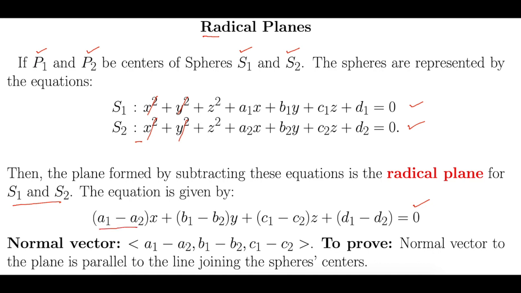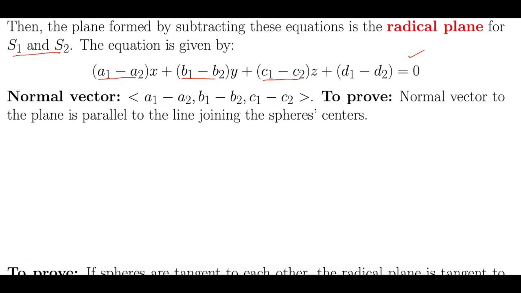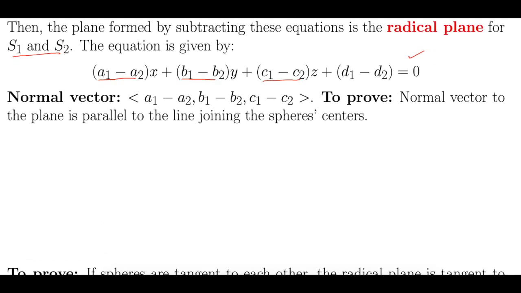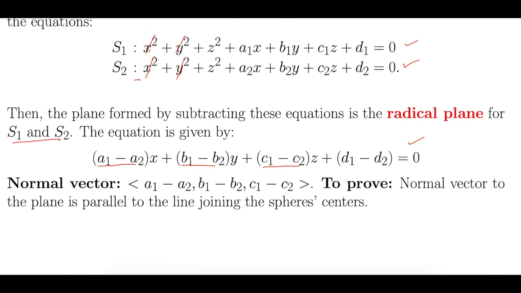The normal vector is (a1 minus a2, b1 minus b2, c1 minus c2) in vector form. Now if we want to prove that this normal vector is parallel to the line joining the sphere centers, how do we do that? In order to do that, we go to the starting equation, x squared plus a1 x. I'm just combining the terms with x, y and z: y squared plus b1 y plus z squared plus c1 z plus d1 is equal to 0.